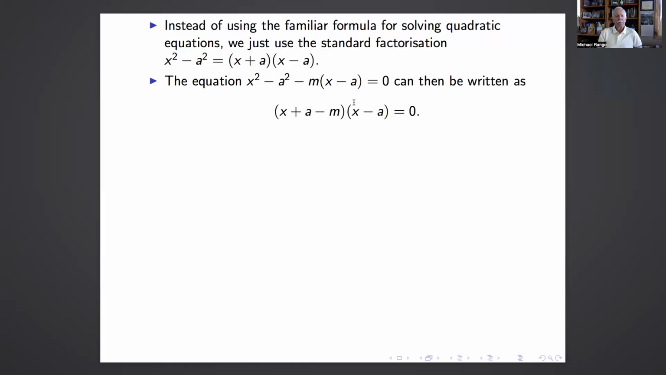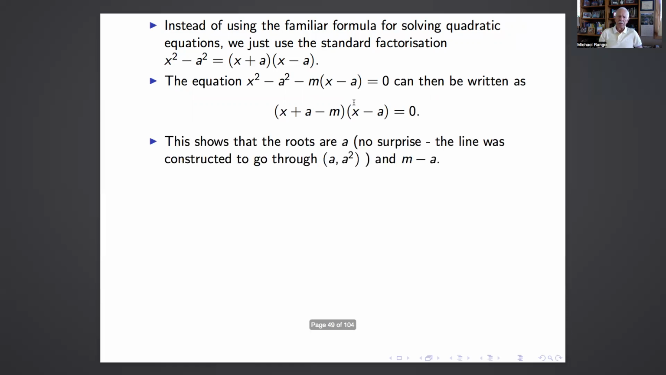And the equation can then be written as x plus a minus m times x minus a. We can have the factor x minus a as a common factor of x squared minus a squared, and then of m times x minus a. This shows that the roots are a, which is of course no surprise because we constructed the line to go through the point a, a squared, and the other 0 occurs when x is equal to m minus a.